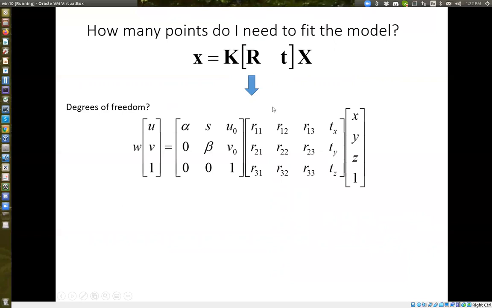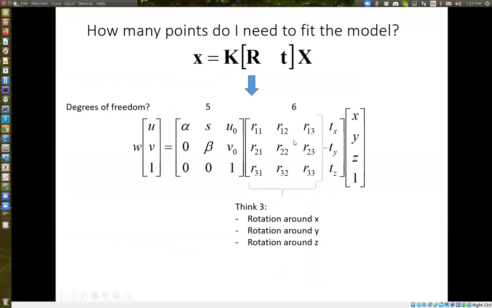So what we can do, knowing that the K matrix is a triangular matrix and R is a rotational matrix, therefore it's orthogonal, meaning that R transpose R is equal to the identity. And so what we can do is look at just this part here.